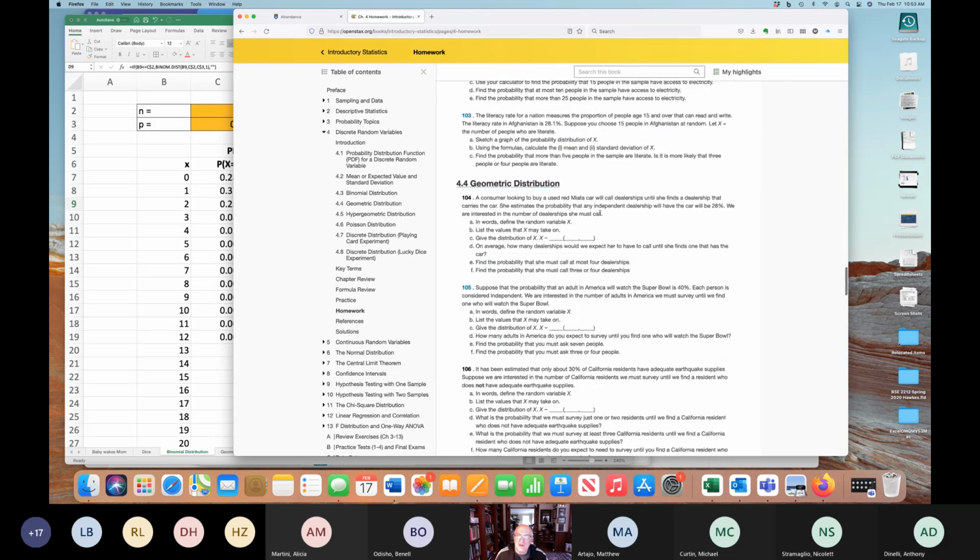All right, this lady is looking to buy a red Miata. She'll call dealerships until she finds one. She estimates the probability that an independent dealer will have the car is 28%. We are interested in the number of dealers she must call. Well, first of all, this is not a real problem. Why?